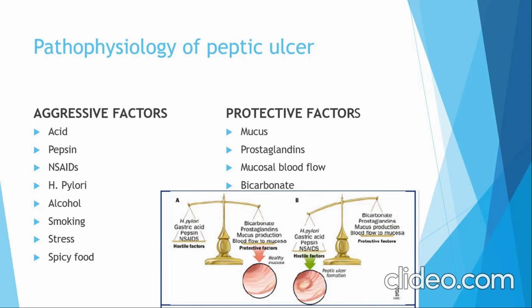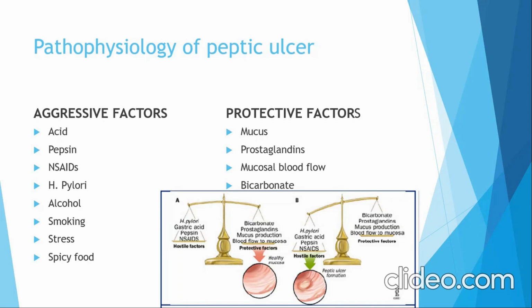These are acid, pepsin, non-steroidal anti-inflammatory agents, Helicobacter pylori infections, consumption of alcohol, smoking habits, stress, and consumption of spicy food. These all are the aggressive factors which aggravate peptic ulcers, the factors responsible for causing peptic ulcers. Now the protective factors. The protective factors are mucus, prostaglandins, mucosal blood flow, and bicarbonates.